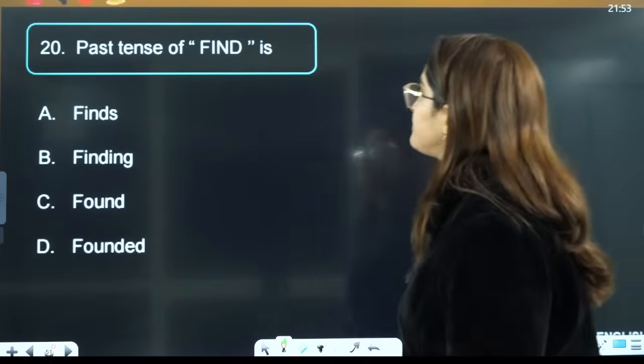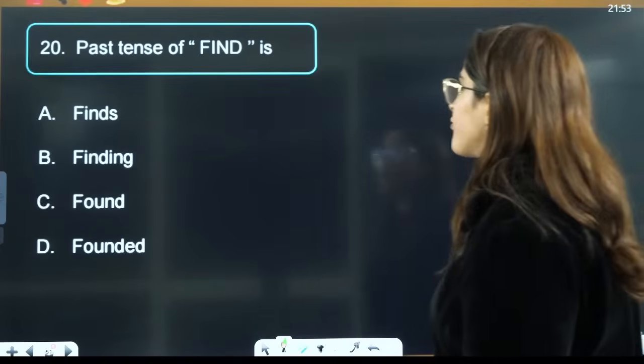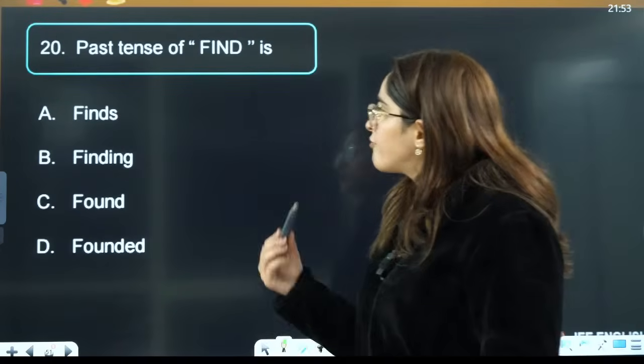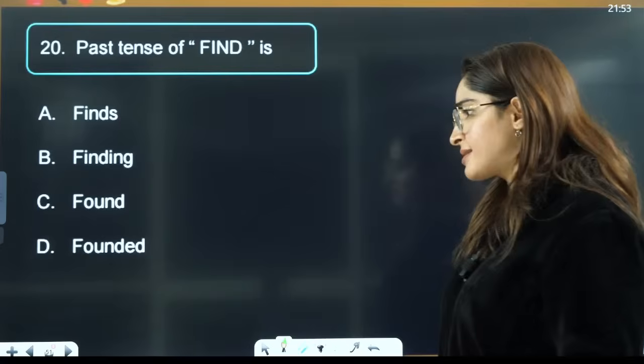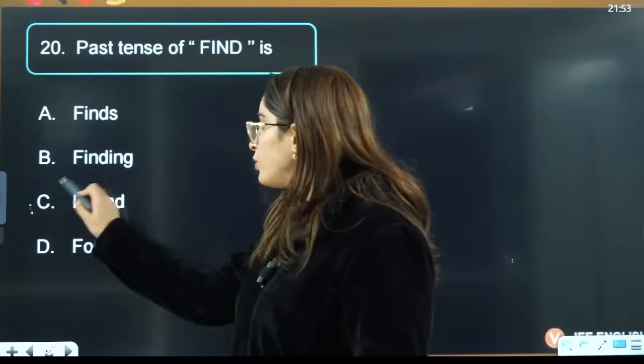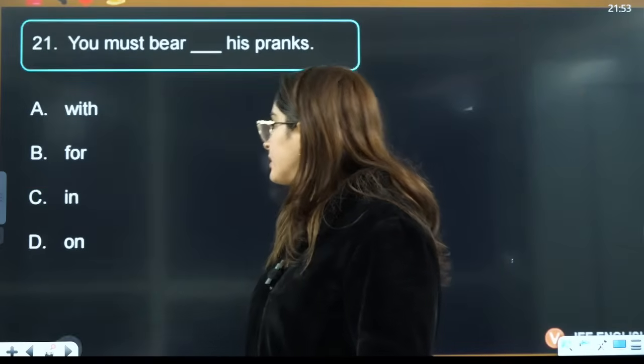Okay, then the past tense of find is what? Finding, found, founded, finds. What is the past tense? Tell me. Past tense is found. They found something here, right?